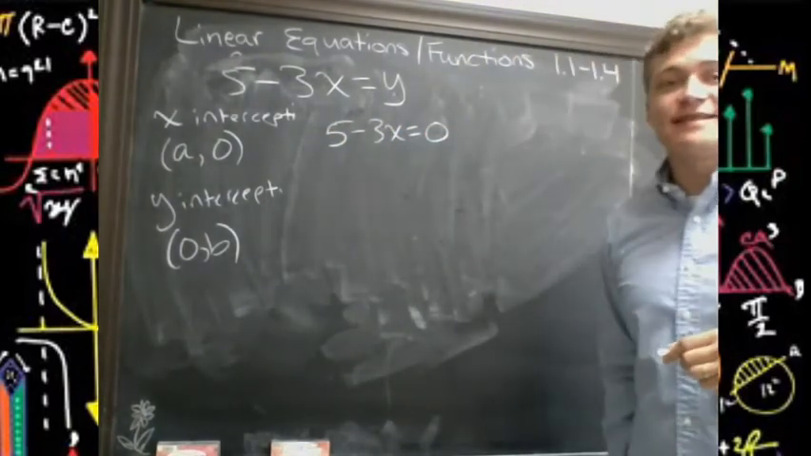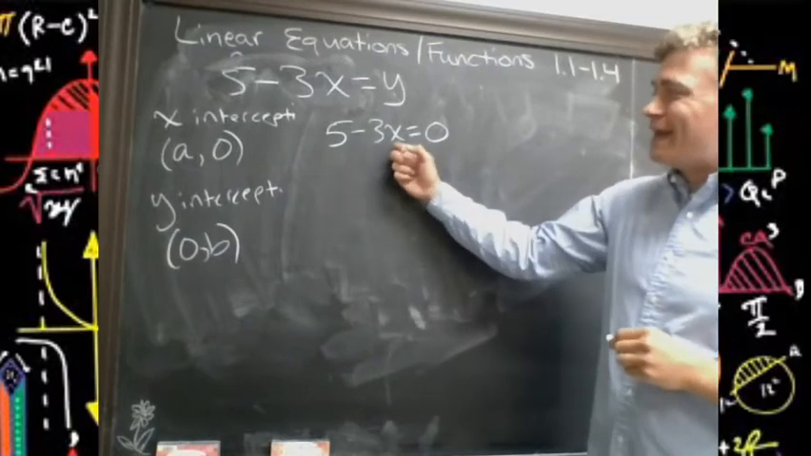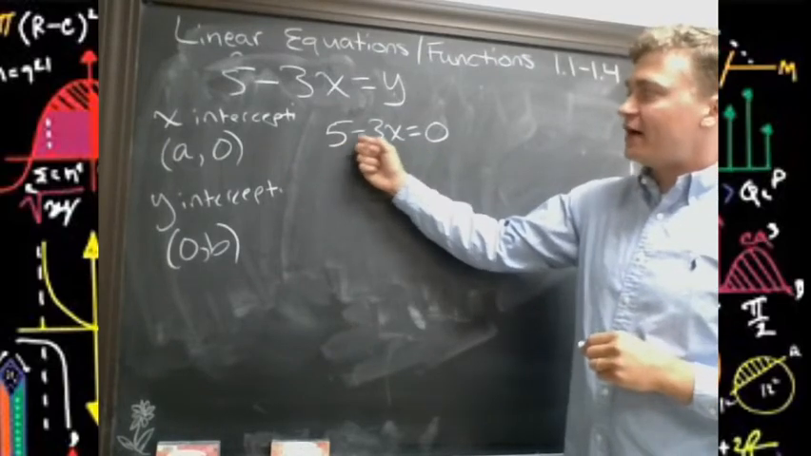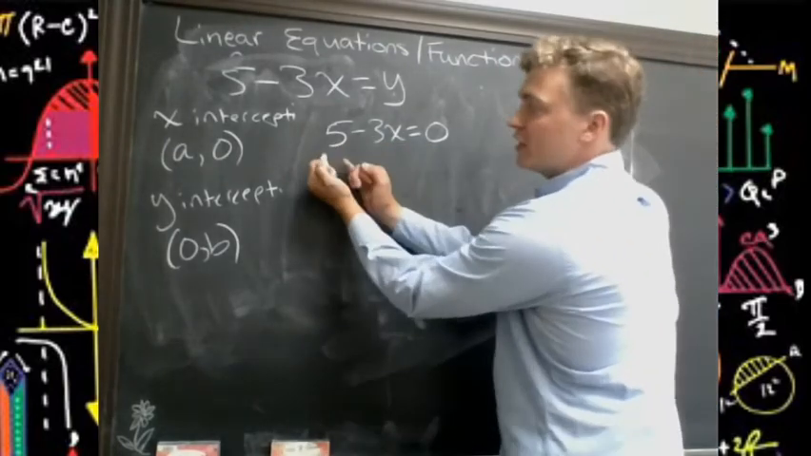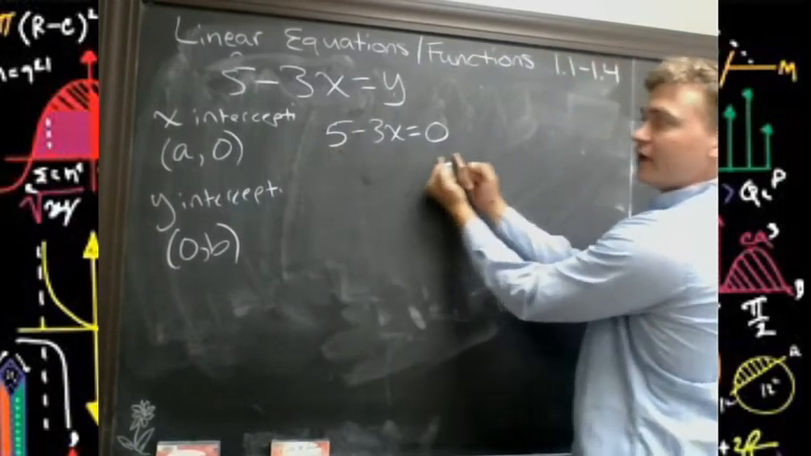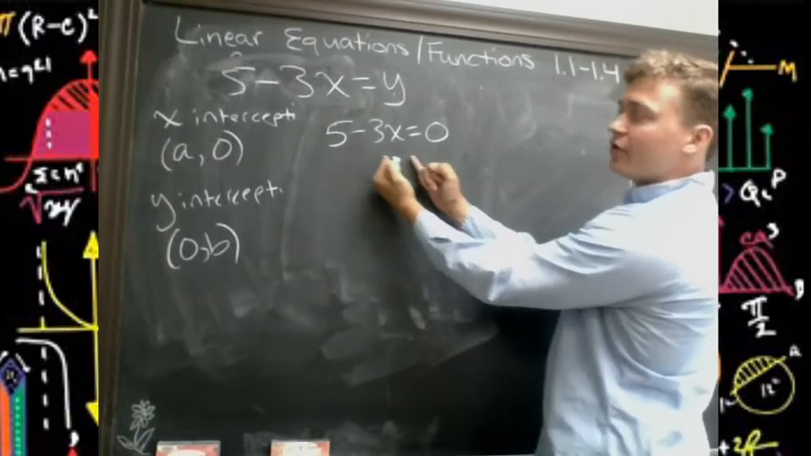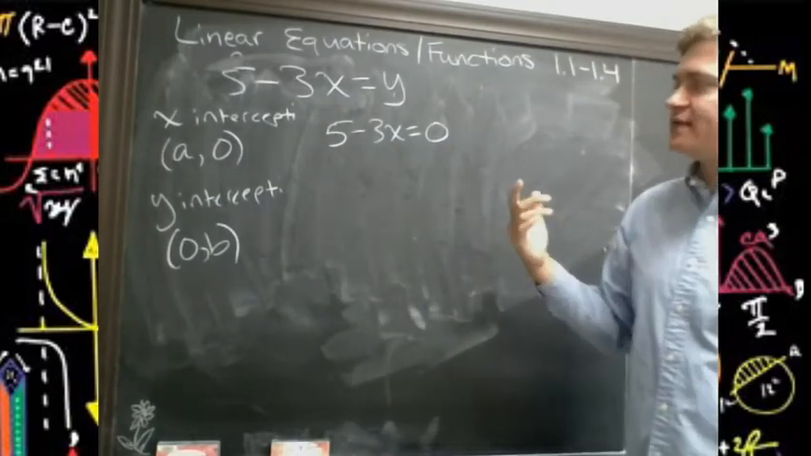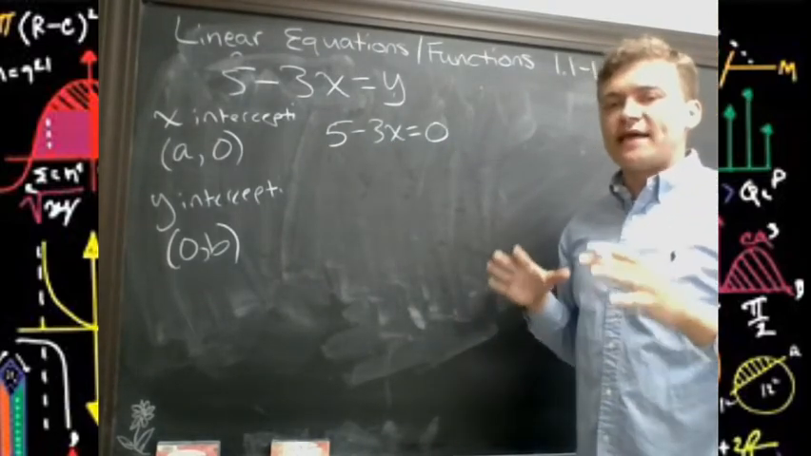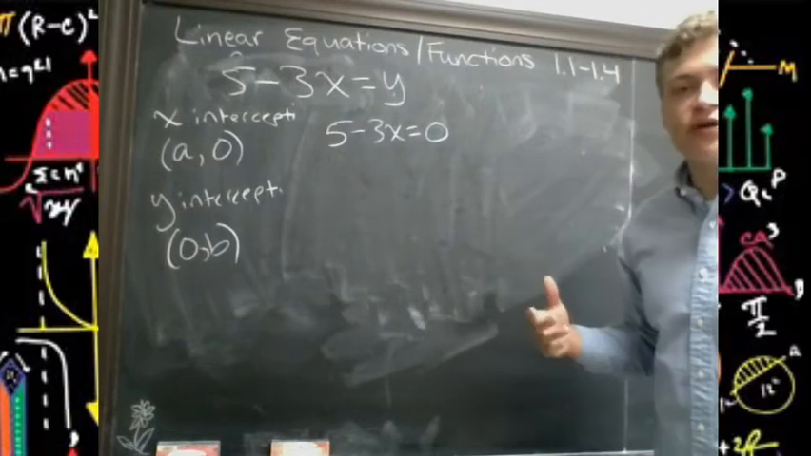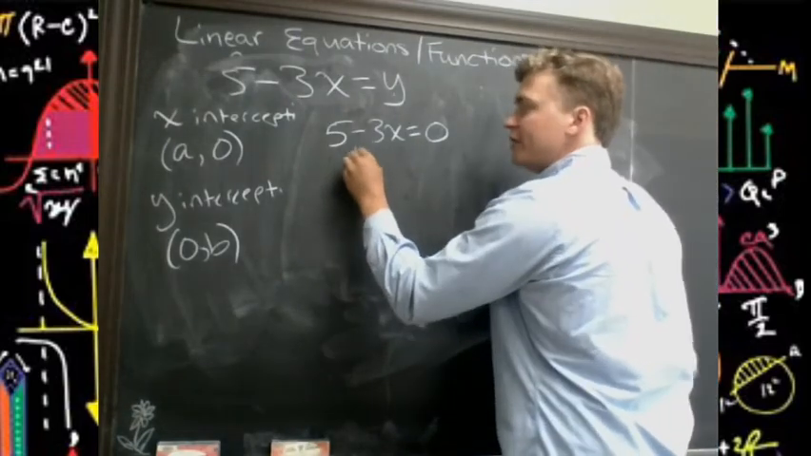5 minus 3x is 0. So we want to get x by itself. Notice here 5 minus 3x. What we can do is subtract the 5 and move it over here, or we can actually add the 3x. If you can work with as few negatives as possible, try to go about that. I'm going to add 3x to each side.